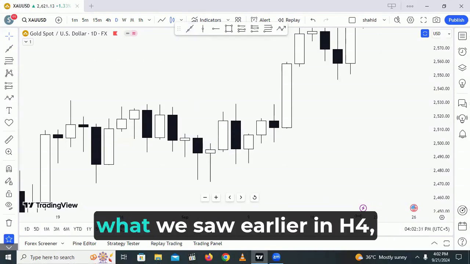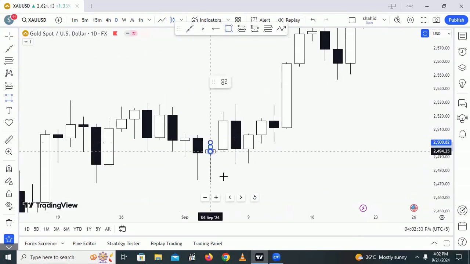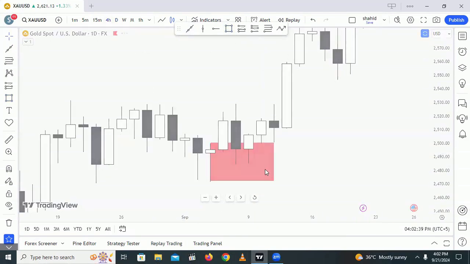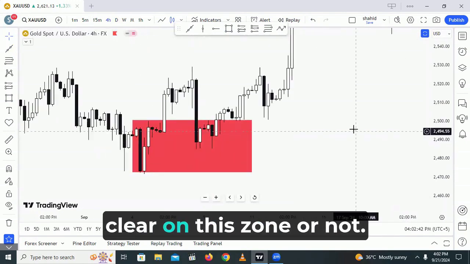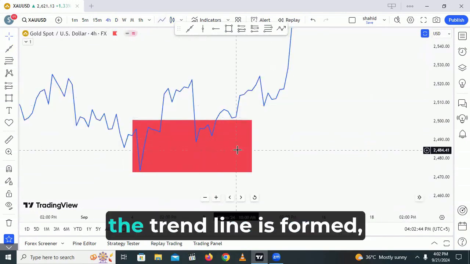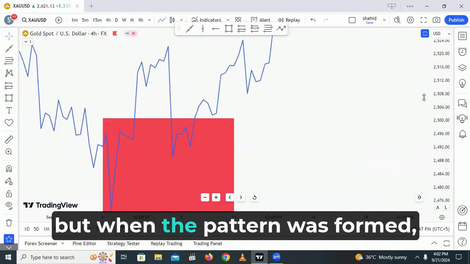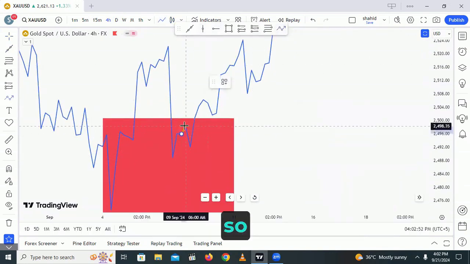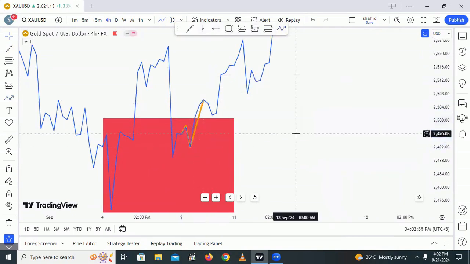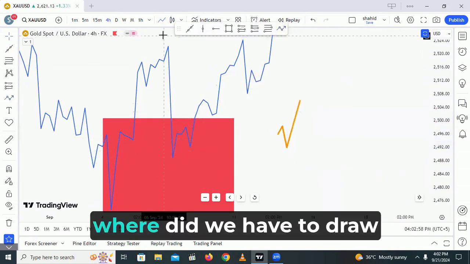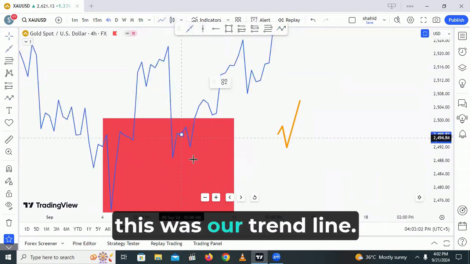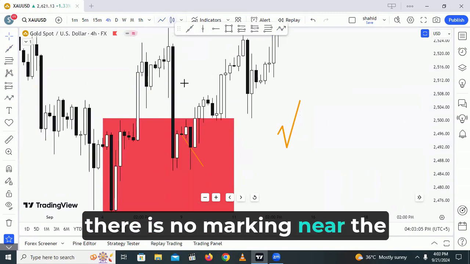Along with marking what we saw earlier in H4, we will see if the trend line is clear on this zone or not. If you see here, the trend line is formed, but when the pattern was formed, our trade had already exited. This pattern was formed, so where did we have to draw the trend line from? From here to here, this was our trend line. If you see, there is no marking near the trend line.